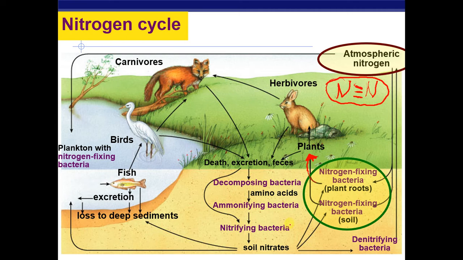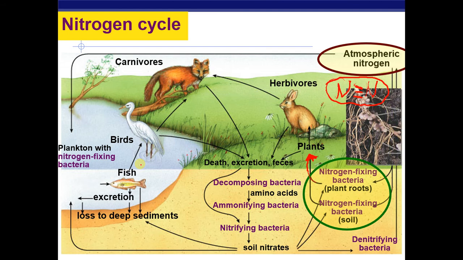These soil nitrates also can enter the aquatic ecosystems and the fish and the birds and things in the aquatic ecosystems. There are also plankton that have nitrogen fixing bacteria associated with them that can directly fix atmospheric nitrogen so it can enter aquatic ecosystems. Right?